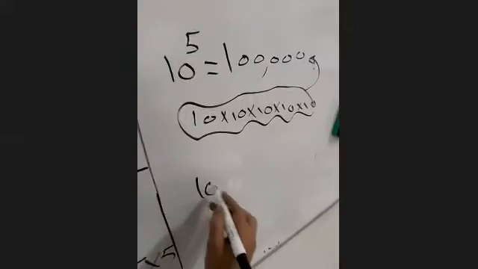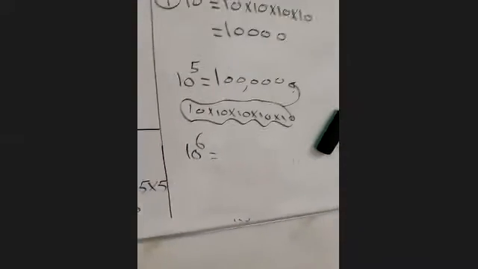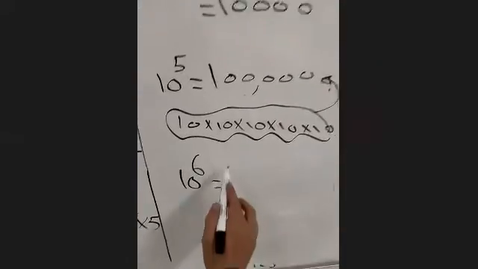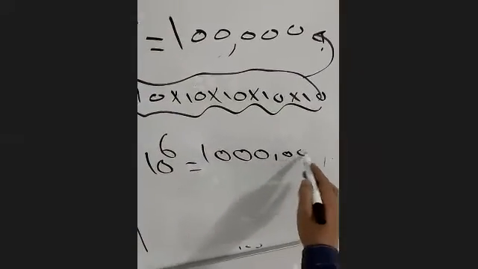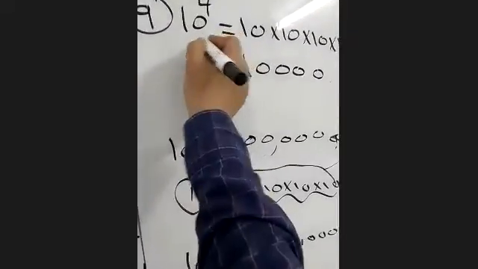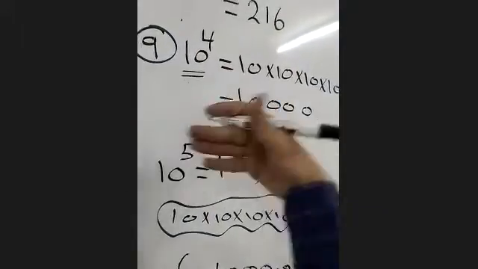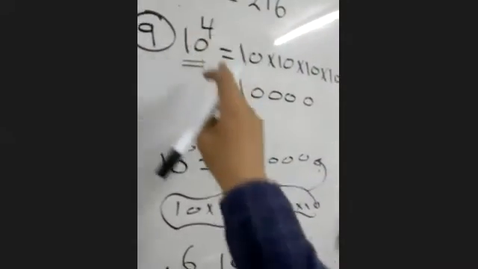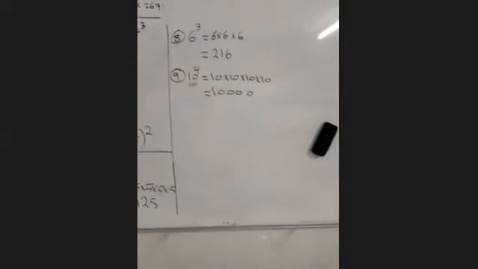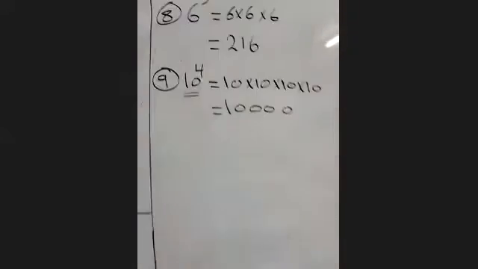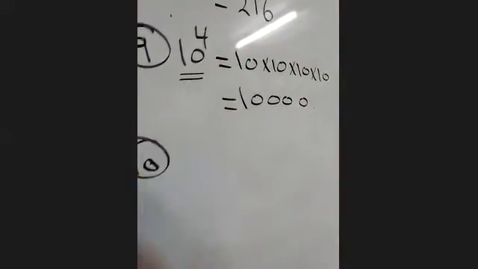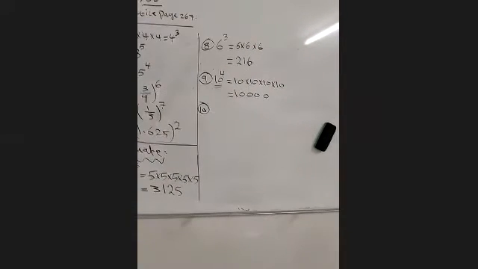If we have 10 to the power 6, what will the answer be? 1 with 6 zeros, 1 million. Right, guys? This idea is only for 10. If you have 10 to the power, just put 1 and as many zeros as you have in the power. So it's an easy one. So 10 to the power of 4 equals 10 thousand, as we see on the board right now. Do you understand it, Yusuf?